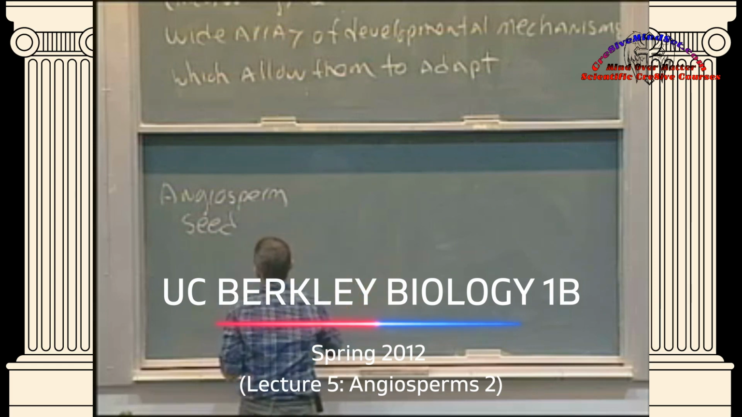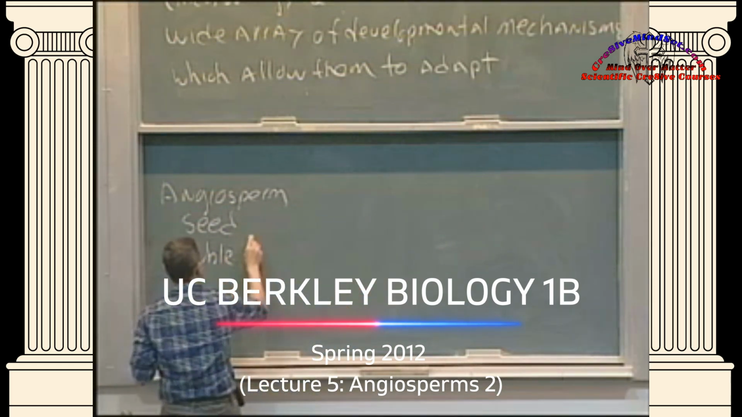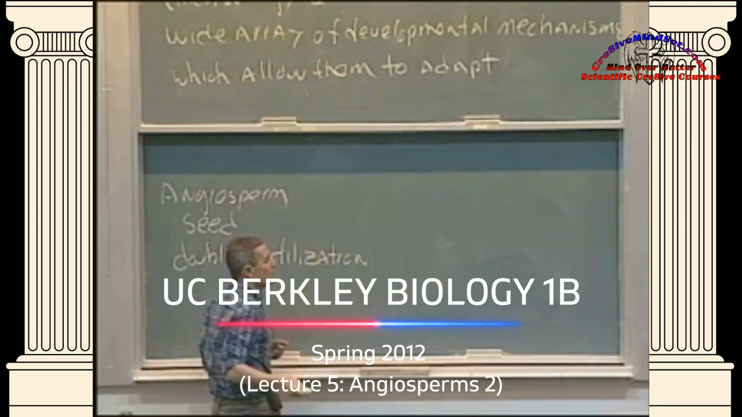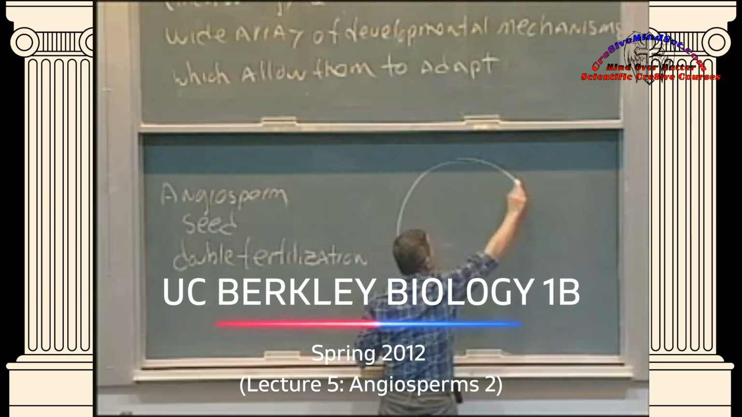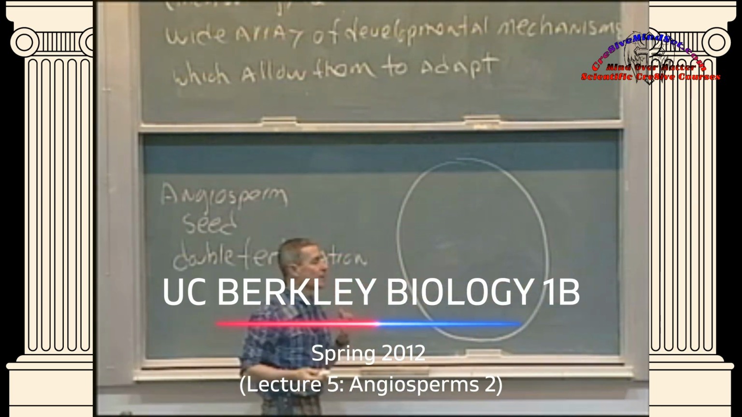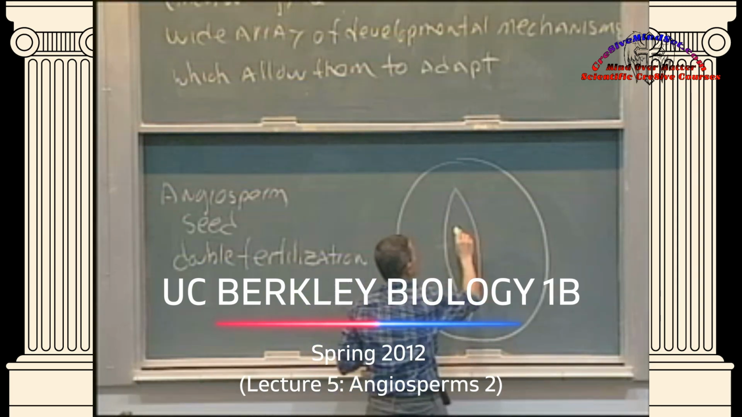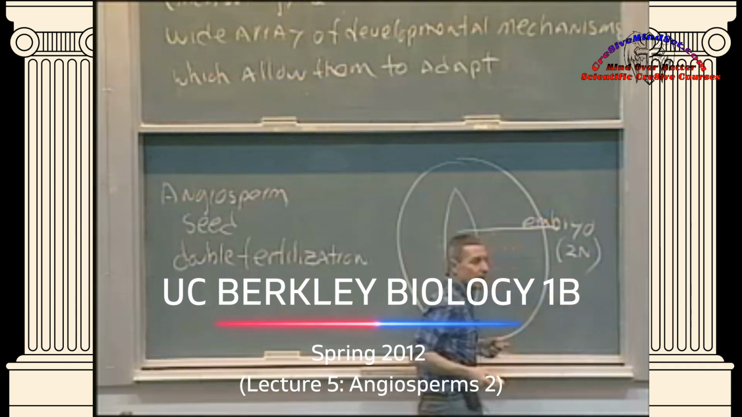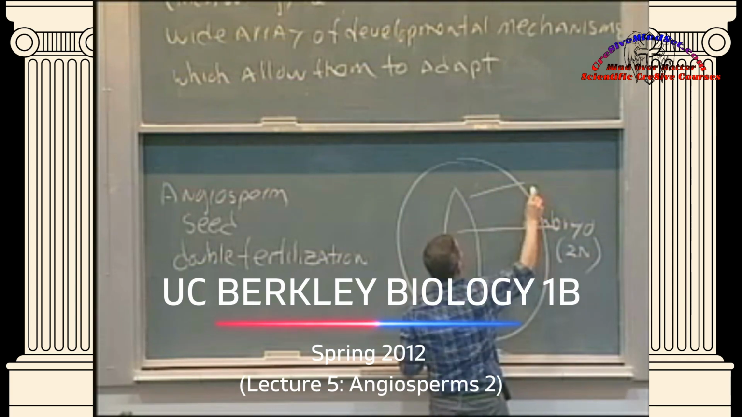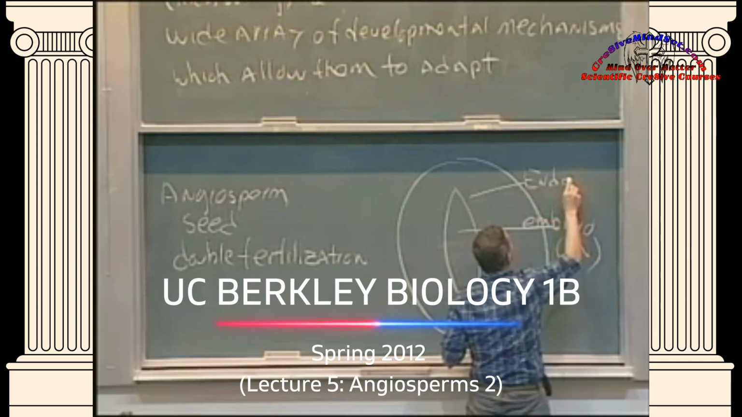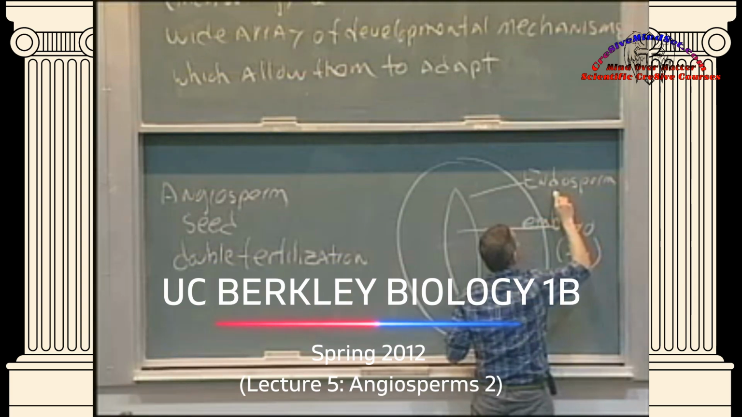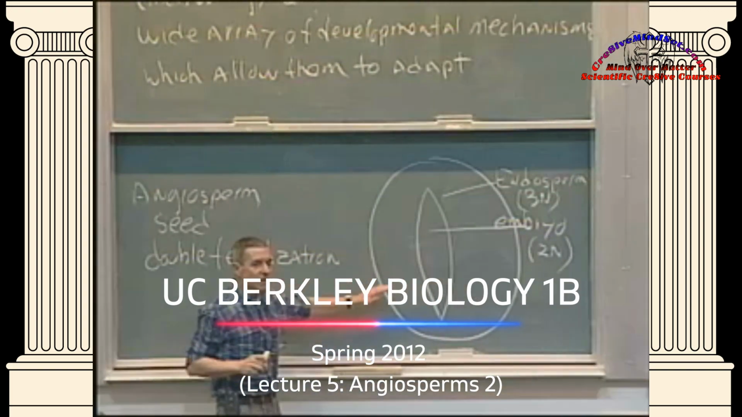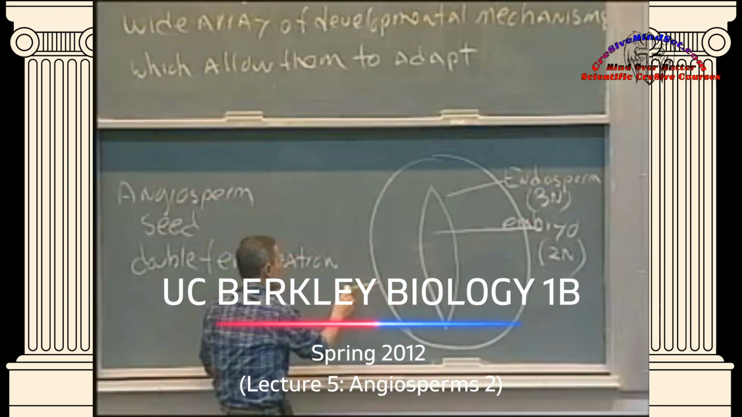And we said that as a result of double fertilization, within the seed, two types of general tissues formed. Those tissues were the embryo, which is diploid, and a second type of tissue, which we call the endosperm, which is 3N, or triploid. And then we would have the seed coat on the outside.